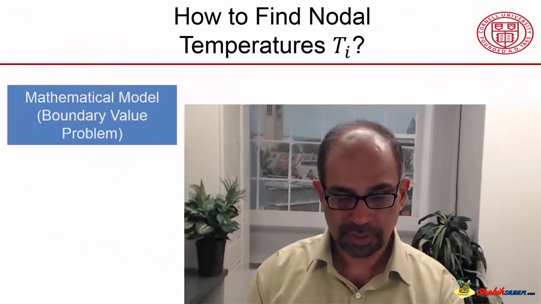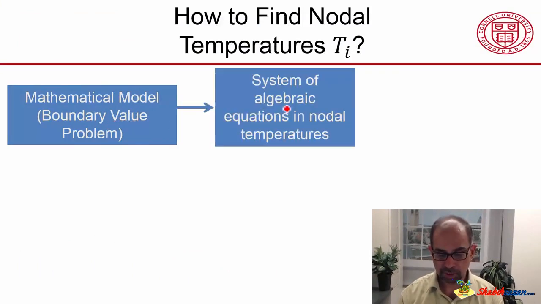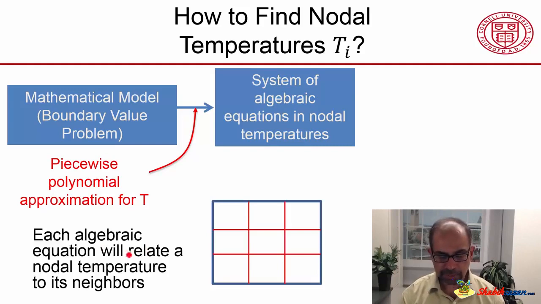The solver will find the nodal temperatures using a procedure similar to what we saw in the big ideas in FEA. So it'll go from the boundary value problem to a system of algebraic equations in the nodal temperatures. And it'll do that using the piecewise polynomial approximation for T that I just talked about. And each algebraic equation will relate a nodal temperature to its neighbors.